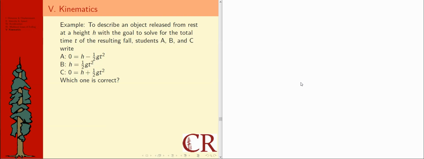To describe an object released from rest at a height h, with the goal to solve for the total time t of the resulting fall, students A, B, and C write three different formulas that are shown there in the slide. And it asks us which one is correct.